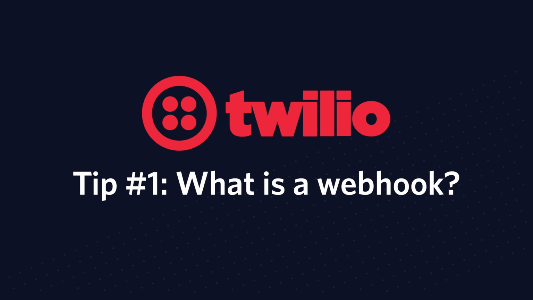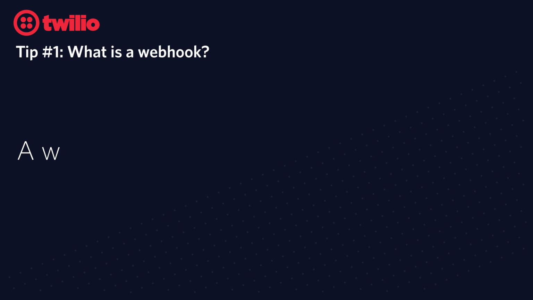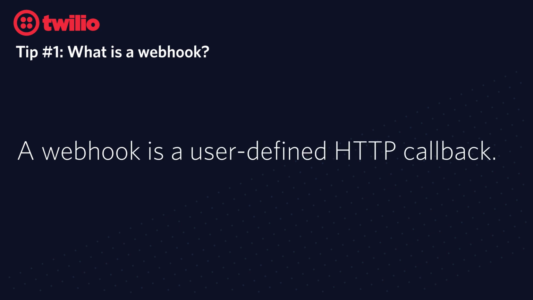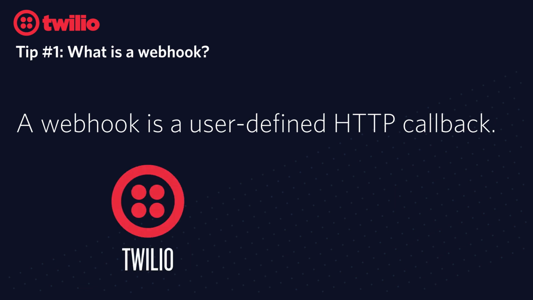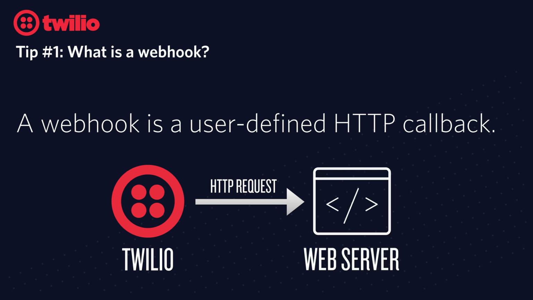What is a webhook? A webhook is a user-defined HTTP callback. What does that mean? It means if you want to know what's happening in a web service or application, you can give it a URL to let you know when that happens. For instance, when something happens in your Twilio account, Twilio can make an HTTP request to your web service at a URL that you have specified so that you know that it happened.